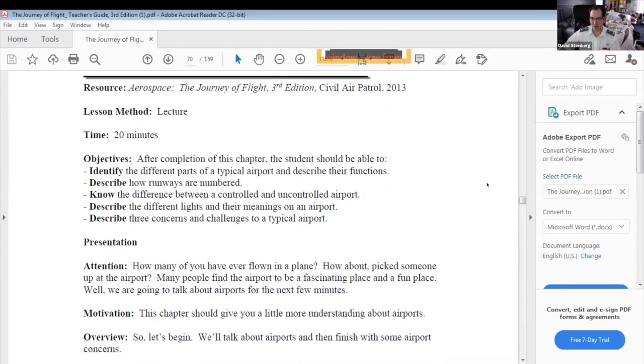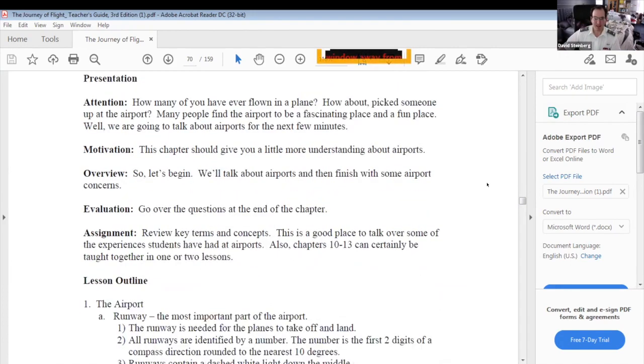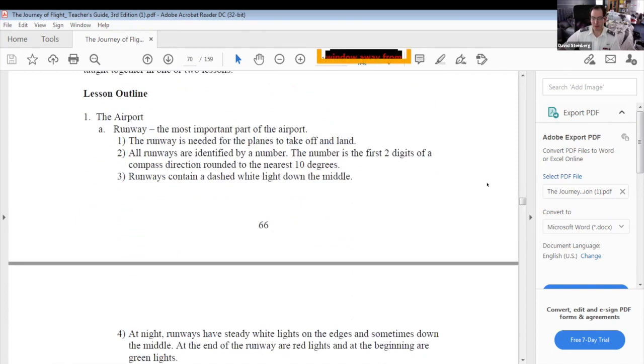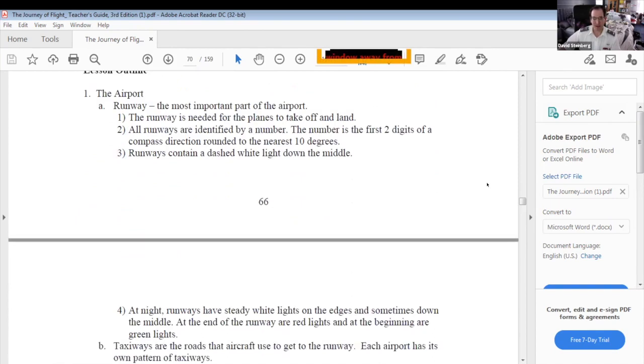The different parts of the airport. We'll start with the runway, which is kind of important for the airplanes that are using it. A runway is basically the area that airplanes use for takeoff and landing, and they're all identified by a certain number. I didn't know this when I was younger, but those numbers are important. They mean certain things, specifically the alignment based on the magnetic compass of how that runway is oriented. We use the first two digits of the compass direction rounded off to the nearest 10 degrees, and that is what determines the numbering system for each runway.